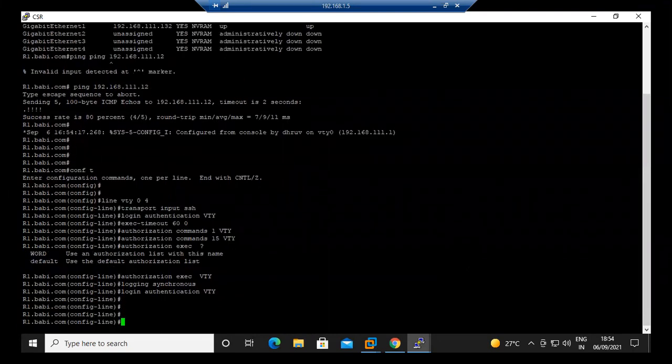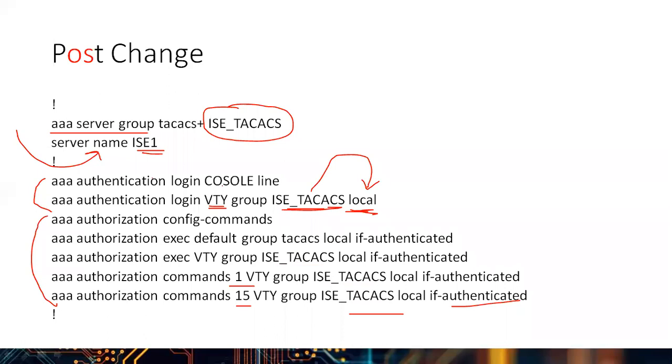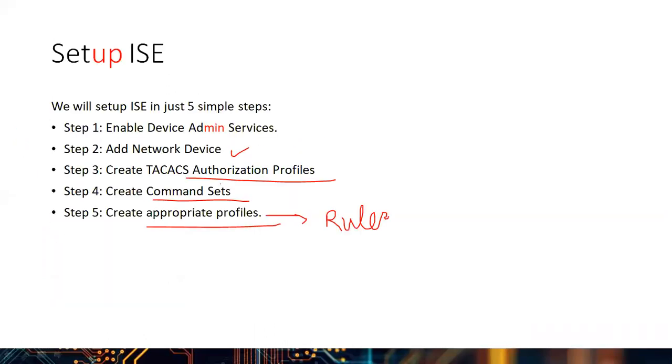Okay, so I pasted all these commands of SSH over line VTY04, and it is pushed perfectly fine. So our job over here for setting up the router is successfully configured. Now, finally, we have to go into CiscoWise and configure these 5 simple steps.